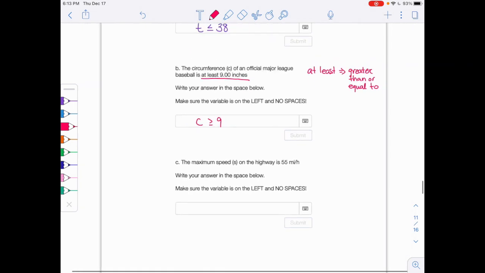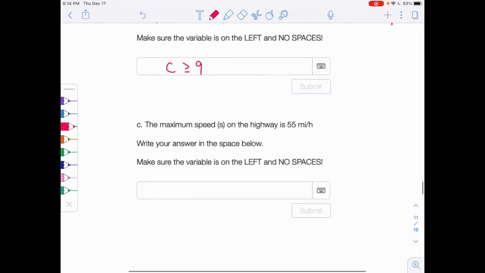And the last one here says the maximum speed, so S, on the highway is 55 miles per hour. So maximum means that's the highest that you can go. So it means less than or equal to.